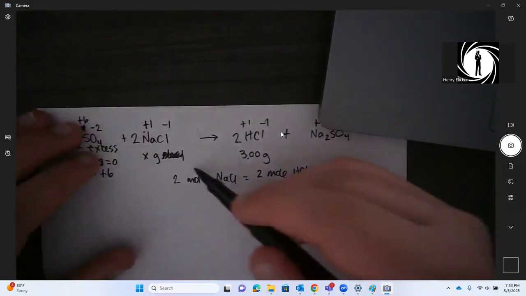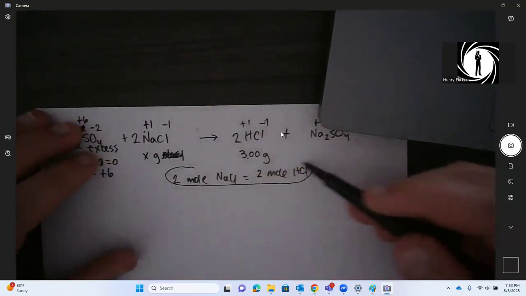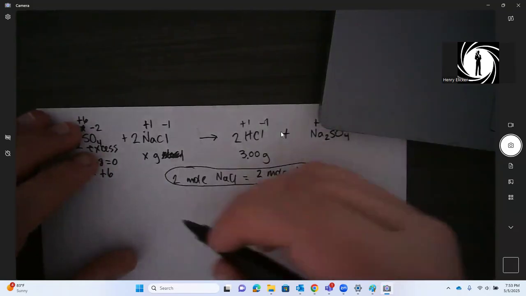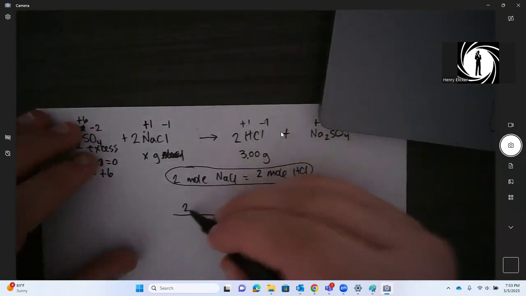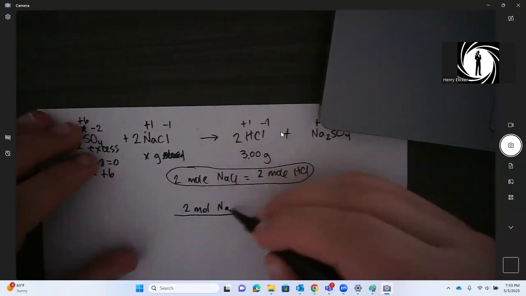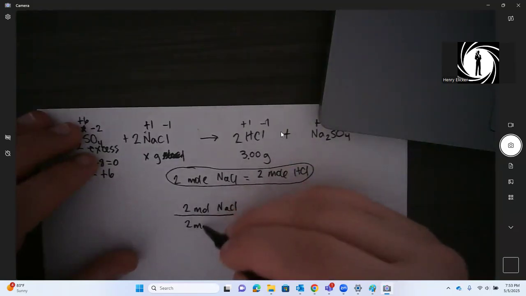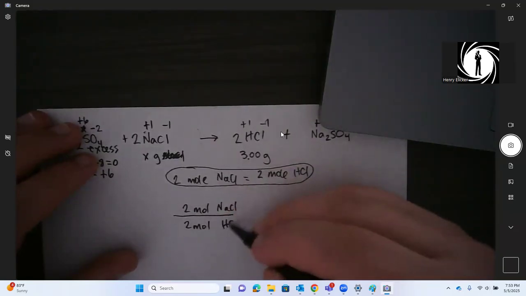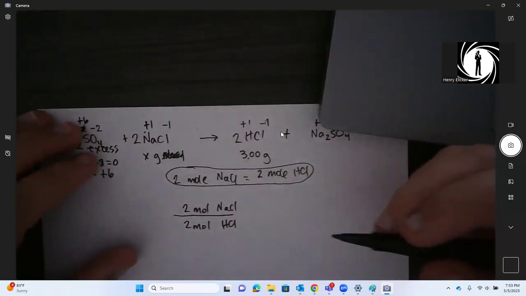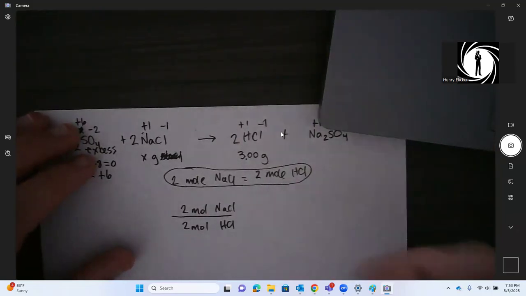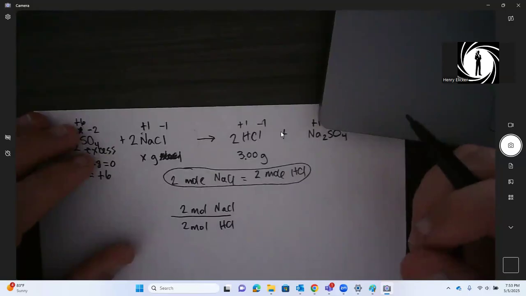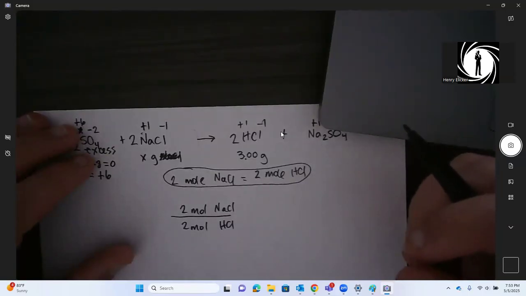Guess what? That's a conversion factor, because we have 2 things equivalent to each other. So we can say 2 moles of NaCl over 2 moles of HCl. And you're like, well, what's the point of writing 2? It simplifies to 1. It's good practice. It's not always going to do that. Sometimes you have big coefficients.